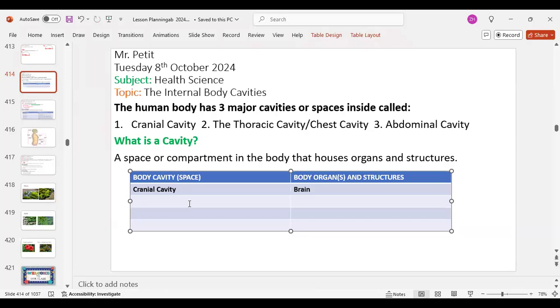So what are the 3 major cavities that we have? The cranial cavity, the thoracic cavity, and the abdominal cavity. Very good.